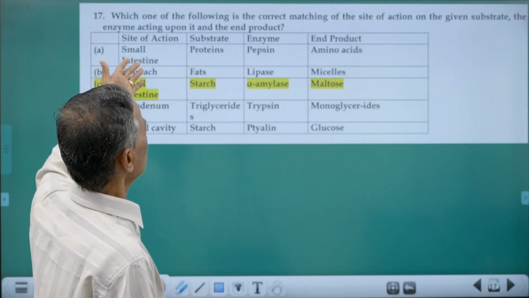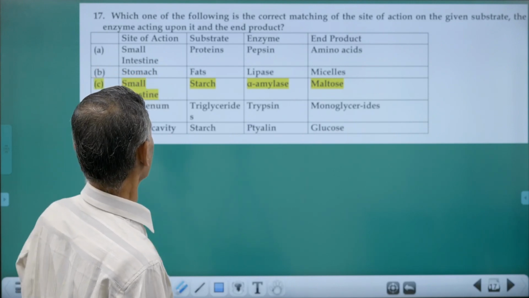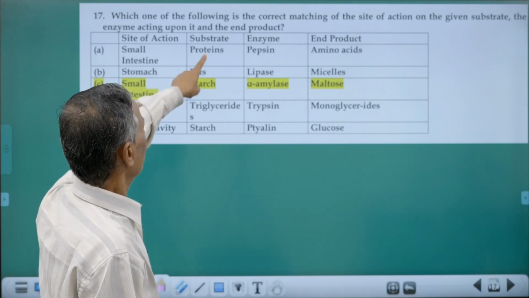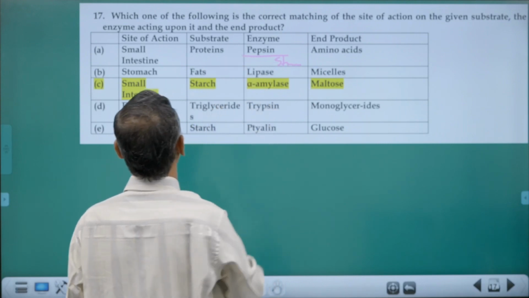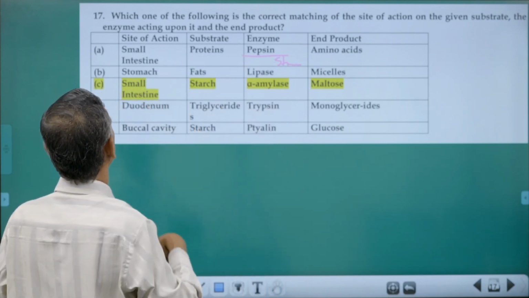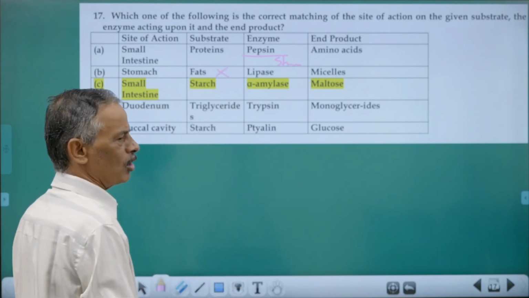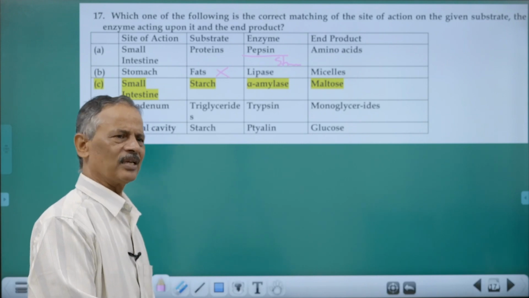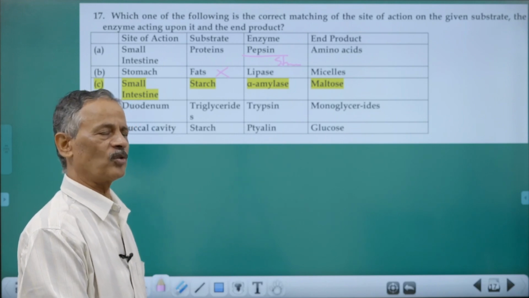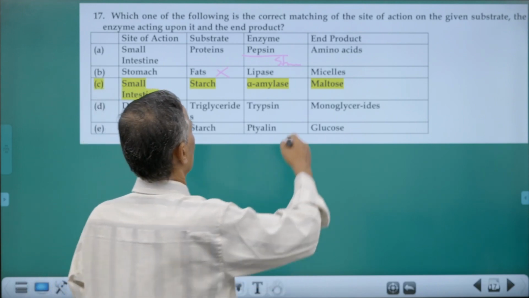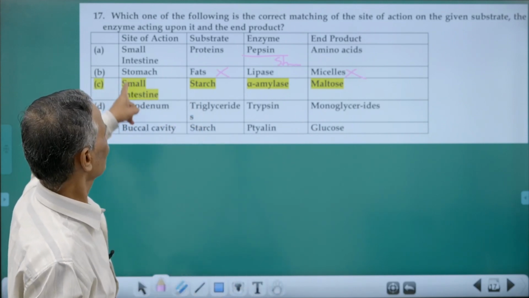Which of the following is the correct matching of the site of action, the given substrate, the enzyme acting upon it, and the end product? Small intestine, protein, pepsin. Pepsin is present in the stomach, not in the intestine. Okay, that's why it is wrong. Stomach, fat. Actually, fat is not at all digested. The gastric juice contains very weak gastric lipase, which is not at all responsible for digestion. So, micelles are never produced. Micelles are produced only in the small intestine, not in the stomach.